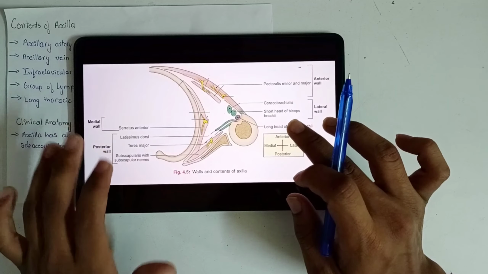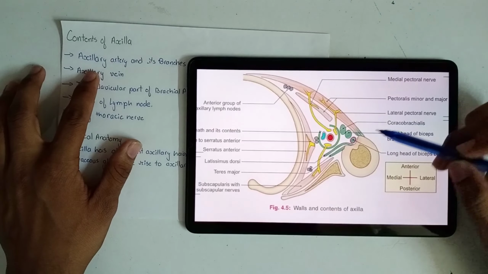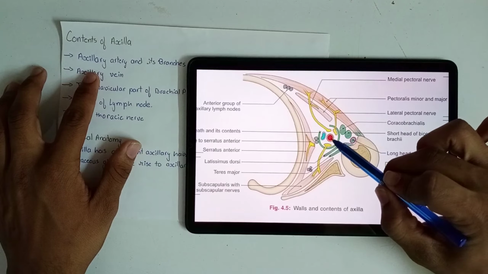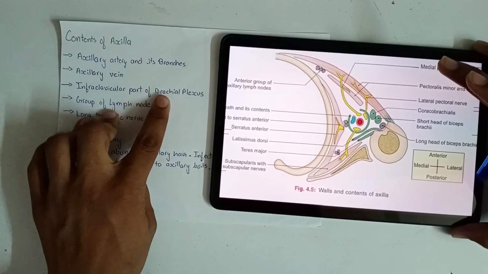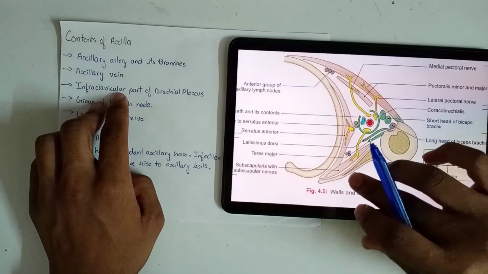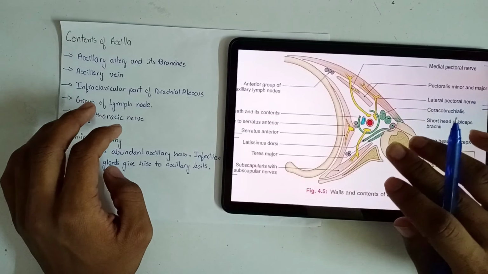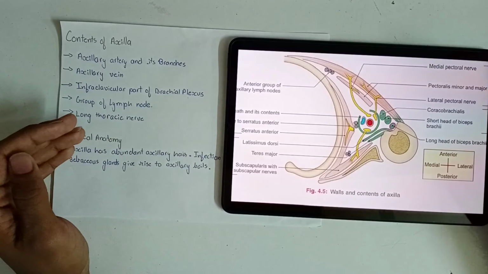So coming to the contents of the axilla. Axillary artery and its branches. This is our axillary artery and its branches. Axillary vein, infraclavicular part of the brachial plexus. See, the part below the clavicle is in the contents of the axilla. So the part of the brachial plexus below the clavicle comes in the contents of the axilla.